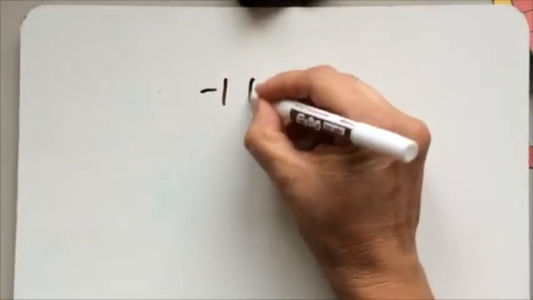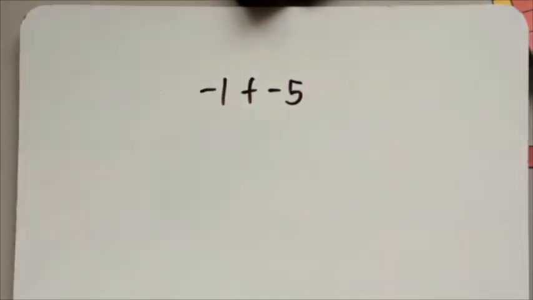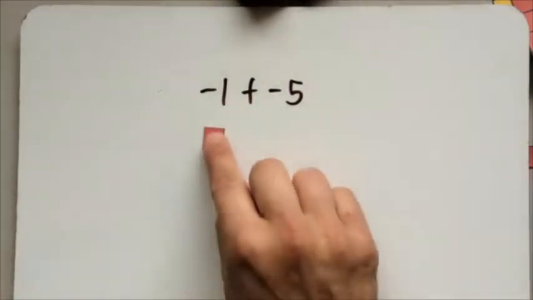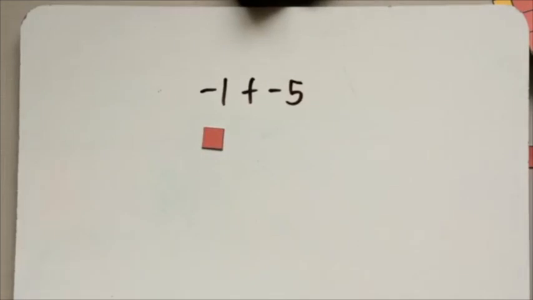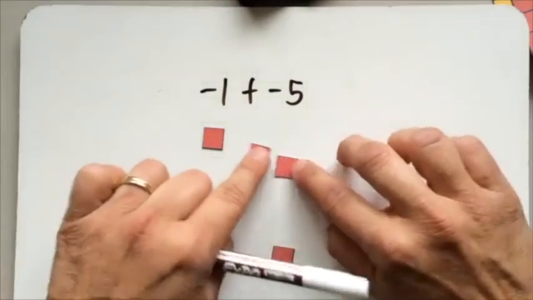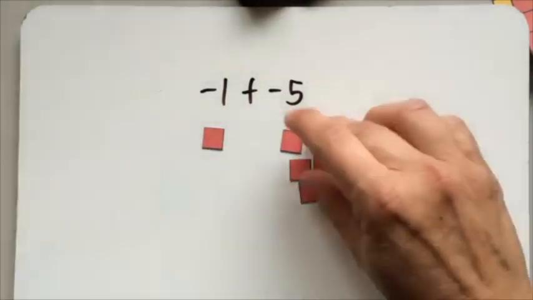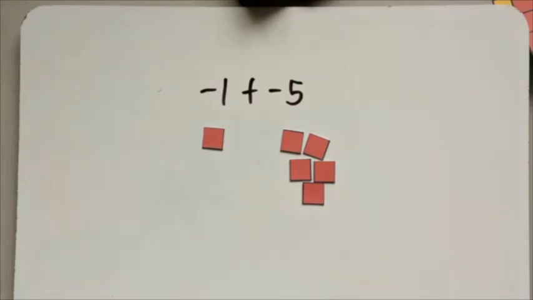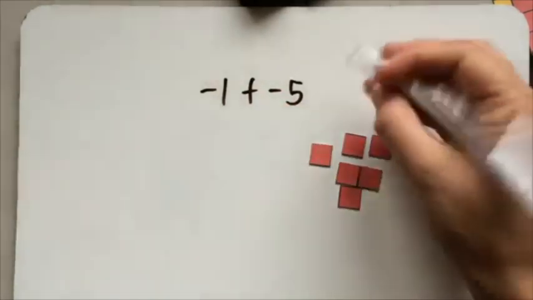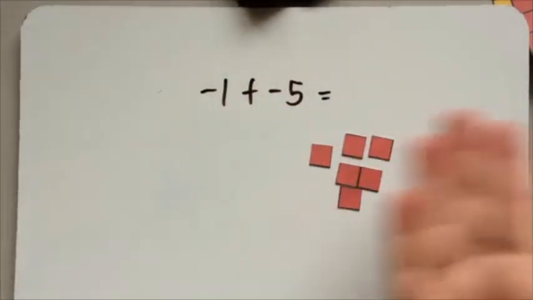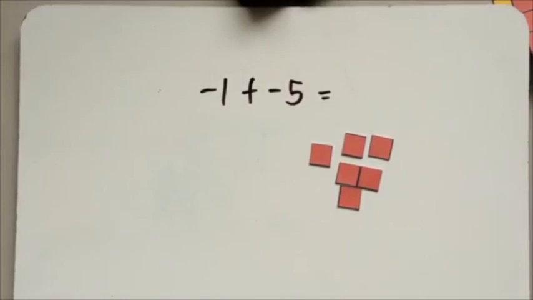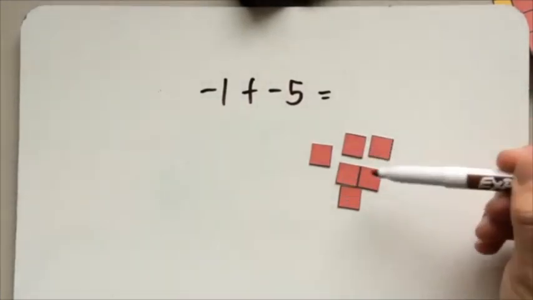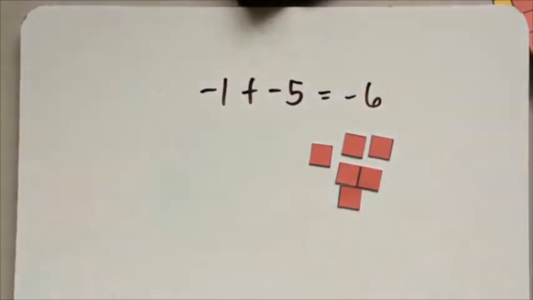What if they're both negative? Like -1 plus -5. So I'm going to use the red side of my tiles. A -1, I just need 1 tile. A -5, I'm going to need 5. Whoops, all negative. 1, 2, 3, 4, 5. -1 plus -5, again, that plus means combine. So we're going to bring them all together. I don't have any yellow tiles. They're all red, so I just need to total up. I've got 1, 2, 3, 4, 5, 6 negative tiles. So my answer is -6.